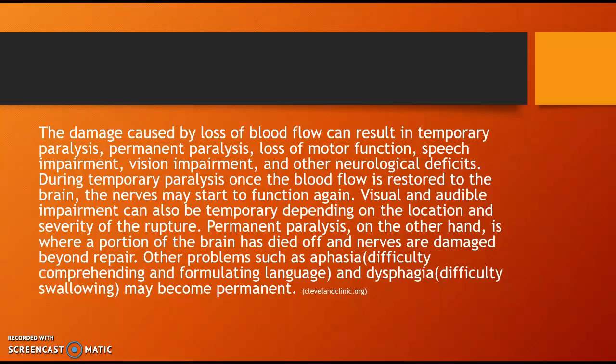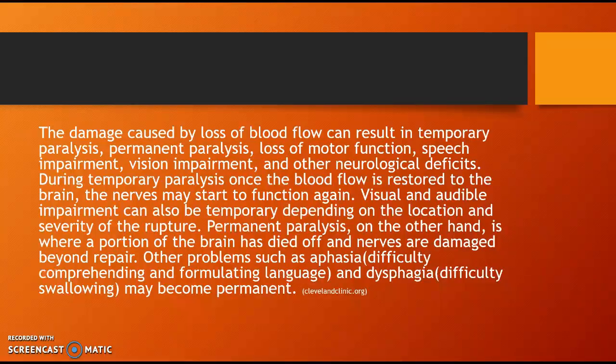The damage caused by the loss of blood flow. You'll see in someone who is just having a stroke, you'll see these kind of things. You'll see paralysis, loss of motor function, speech impairment, vision impairment, a lot of other neurological deficits. They may be incontinent. They may have other kind of neurological things that happen where they can't control parts of their body.